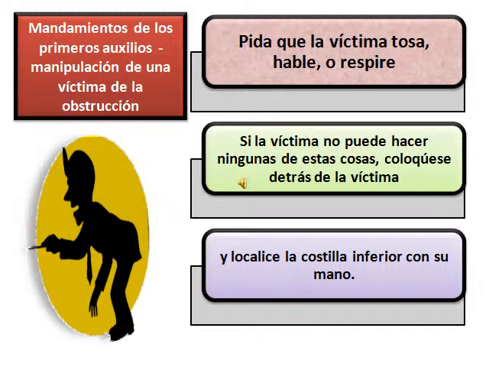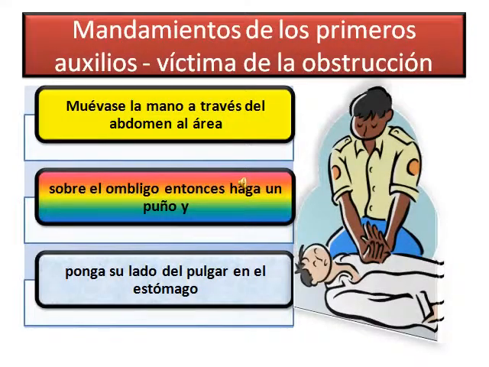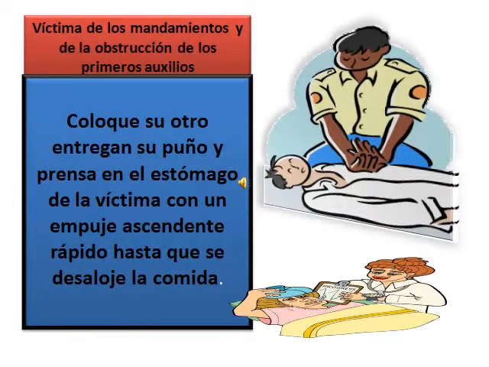If the victim can do none of those, locate the bottom rib with your hand and proceed to help the victim. Place your other hand over your fist and press the victim's stomach with a quick upward thrust until the food is dislodged.